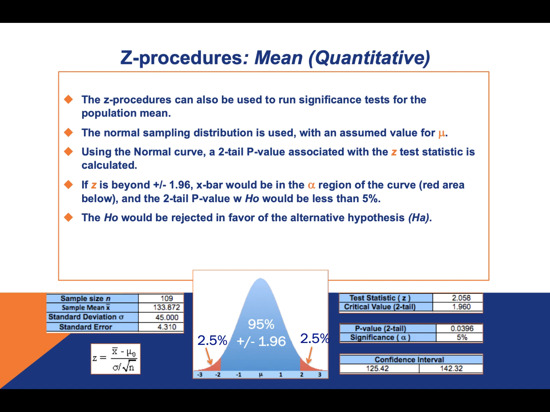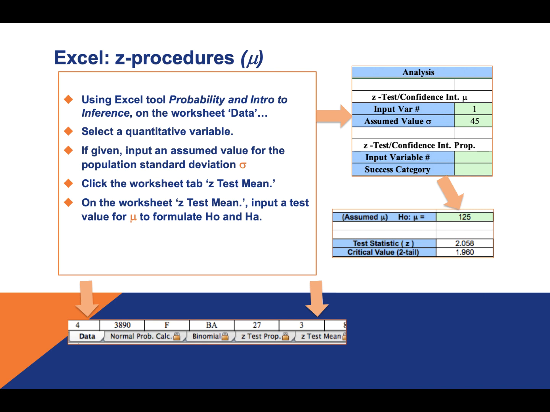Using our Excel tool, Probability and Intro to Inference, we could easily run a z-test for a single population mean. We would only need to specify the variable number and an assumed value for sigma, the population standard deviation. Here, we're running a test of variable number 1, which is income, and we're assuming a value for sigma equal to 45. The rest is done on the Worksheet tab z-test for the mean, where we would input the assumed value for mu being used in our test.